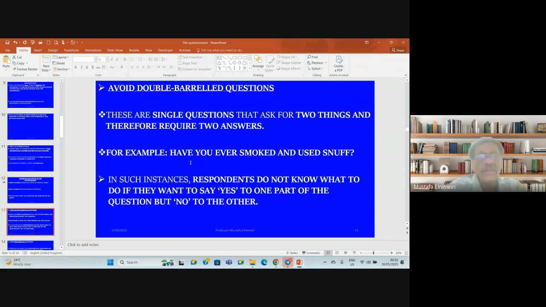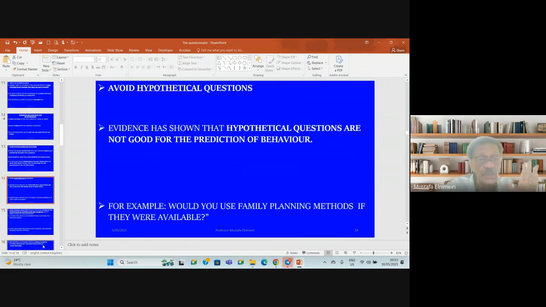We need to avoid double-barrel questions. These are single questions that ask for two things and therefore require two answers. For example, you may ask the respondent, have you ever smoked and used snuff? In such instances, respondents do not know what to do if they want to say yes to one part of the question and no for the other. They will be very confused. So, we need to avoid double-barrel questions. We should not ask about two things in a single question.